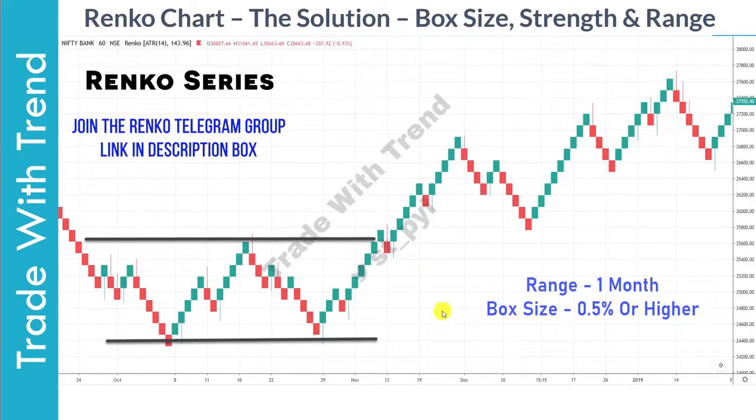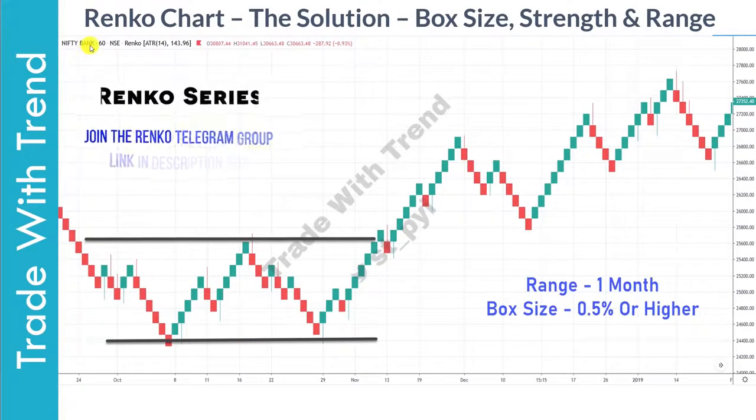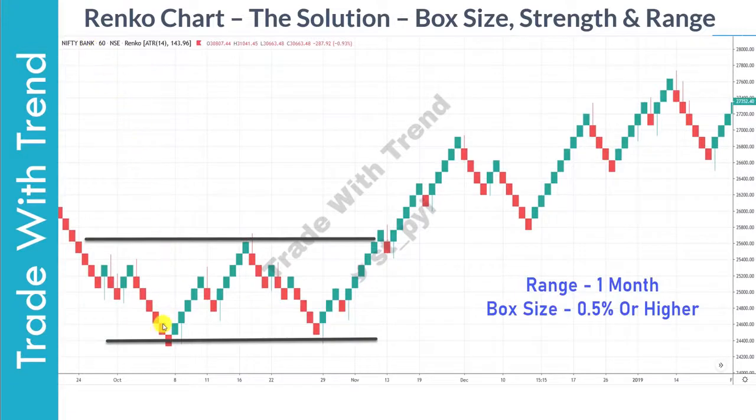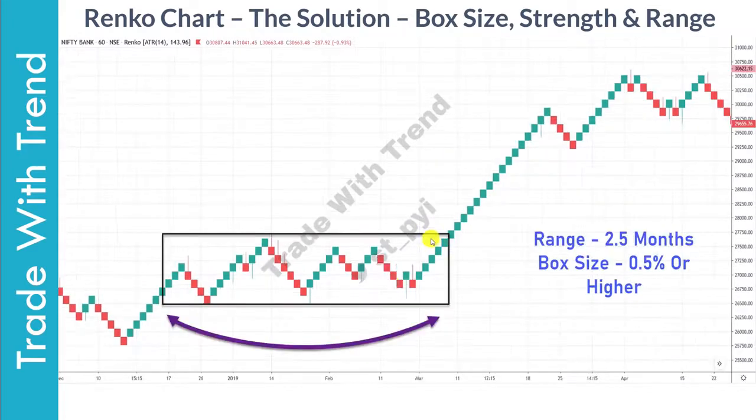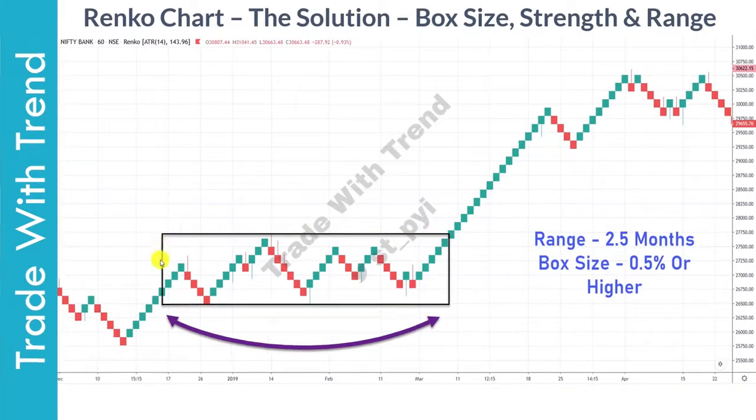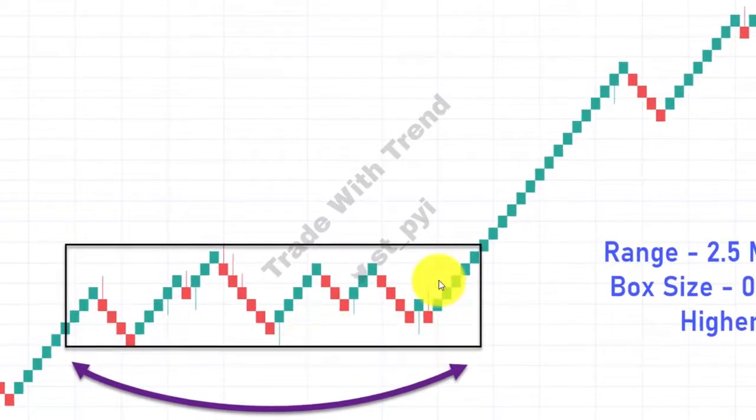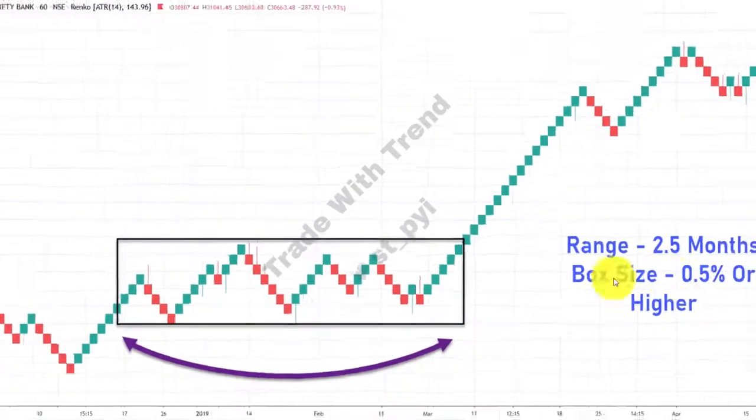this is not something random, because this happens every now and then, and I've taken up Bank Nifty here as an example. So this is a region between October and December 2019, and this is where the support zone was actually playing out. Look at what happened a couple of months ahead. So between January and February, you again saw one more support region developing. So this range again lasted for a period of 2.5 months with box size of 0.5% or higher.